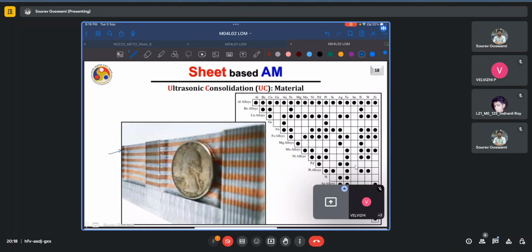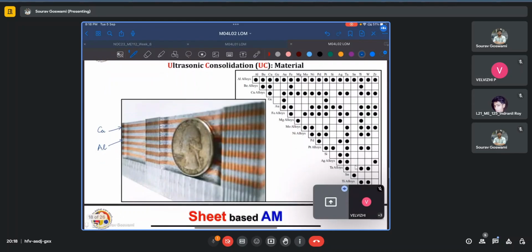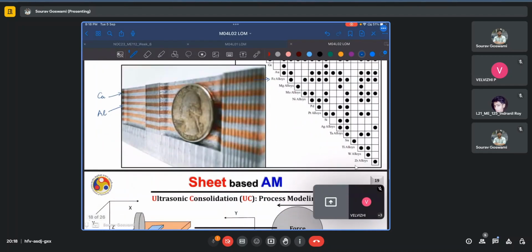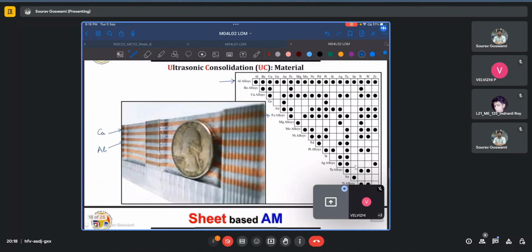So these bronze lines actually correspond to copper. These silver lines correspond to aluminum. And on the right, we have the compatibility chart, where we see that aluminum is compatible with most of the major engineering alloys we have used. Similarly for iron, and a very large array of metals can be mixed together and used. So multi-material additive manufacturing can also be performed.